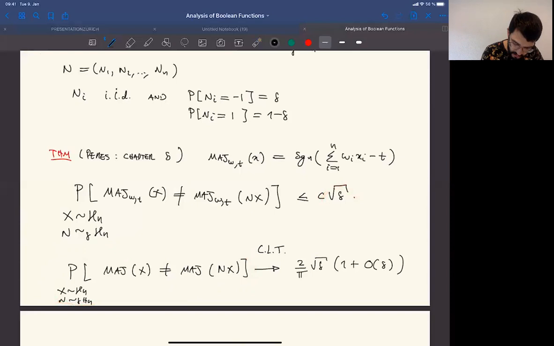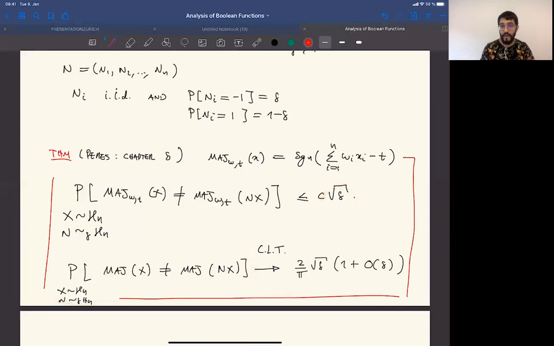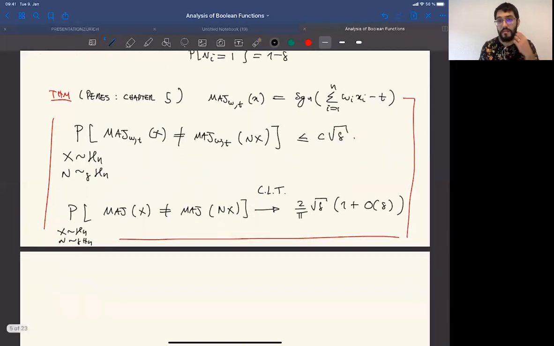And I give this as a reading exercise. You can go to chapter 5 and read the proof, which is different from the original proof of Paris. So maybe you can read both proofs. Okay. And what else?